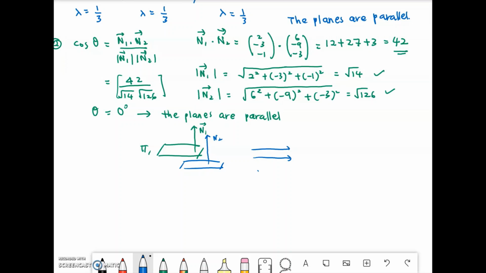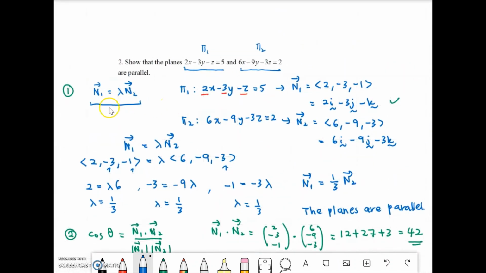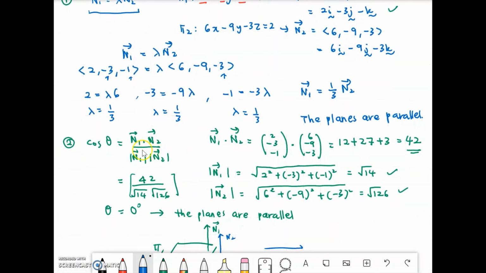So there are two methods to solve this. You can either use the simple method where you just have to prove that n1 equals lambda n2, or you can use the formula cos theta equals the dot product of n1 and n2 divided by the magnitude of n1 multiplied with the magnitude of n2, and theta will be equal to 0.